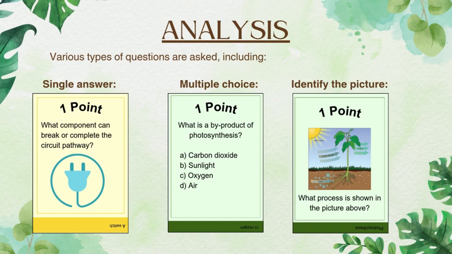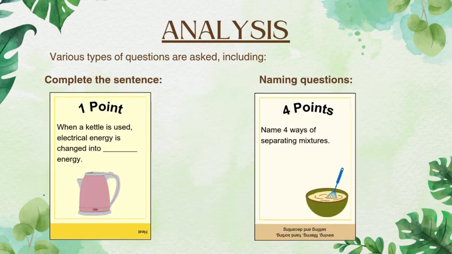There are different types of questions, including single answer questions, where a question is asked and a single answer is required, multiple choice questions, identify the picture questions, as well as complete the sentence, and naming questions. Naming questions can be up to 4 points.